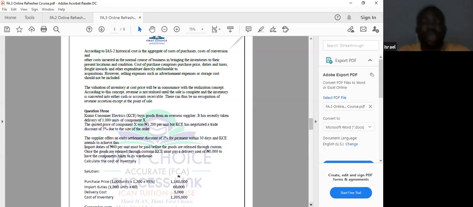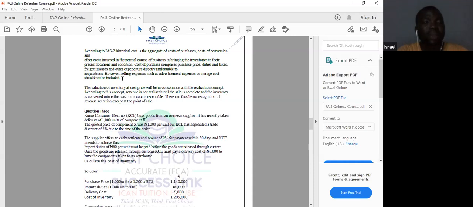So cost of purchase comprises what we call the purchase price, less trade discount, plus duties and taxes, freight inward, and other expenditure directly attributable to acquisition.